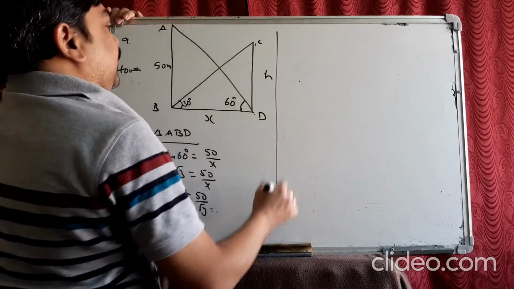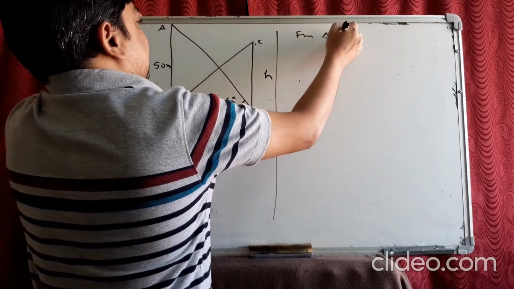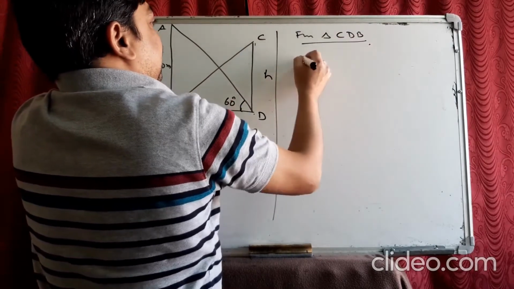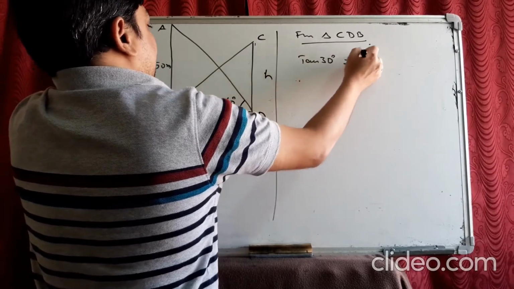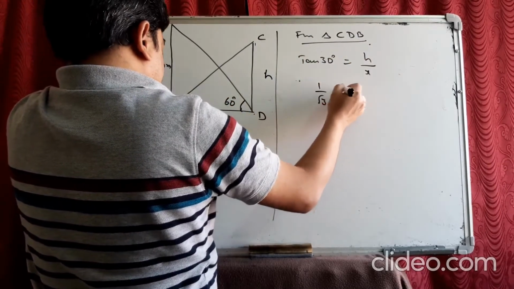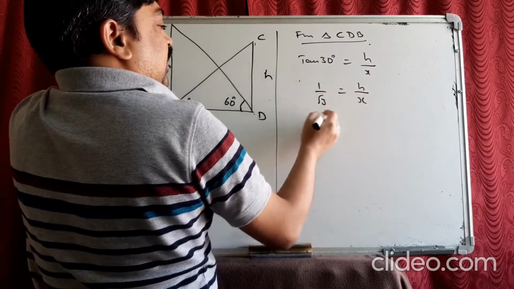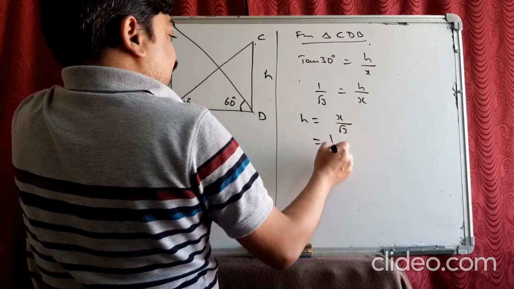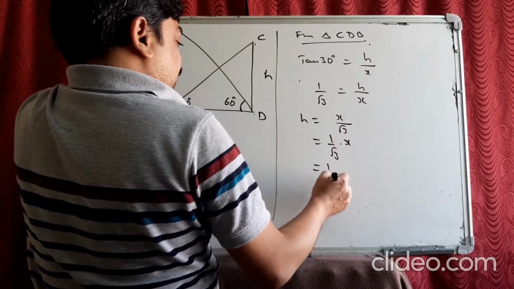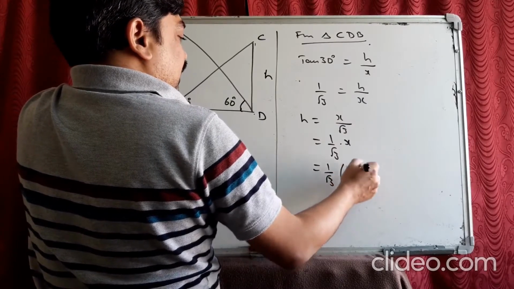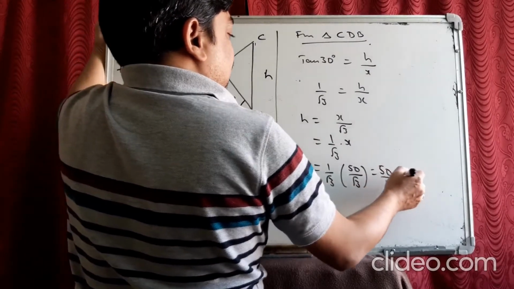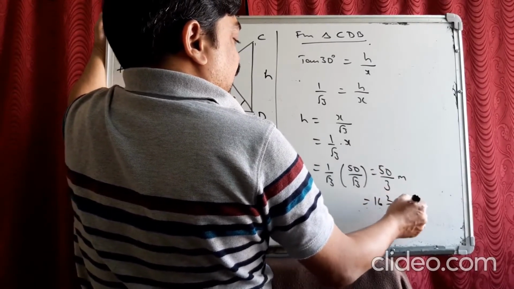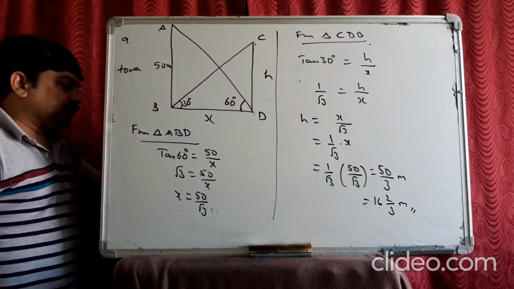In the same way, from triangle CDB, if I take tan 30, it becomes h by x. Tan 30 is 1 by root 3. So by cross multiplication, h is equal to x by root 3, or you can also write 1 by root 3 into x. The x value is 50 by root 3. So it becomes 50 by 3 meters, or you can also write it as 16 and 2 by 3 meters. You can convert it to a mixed fraction.